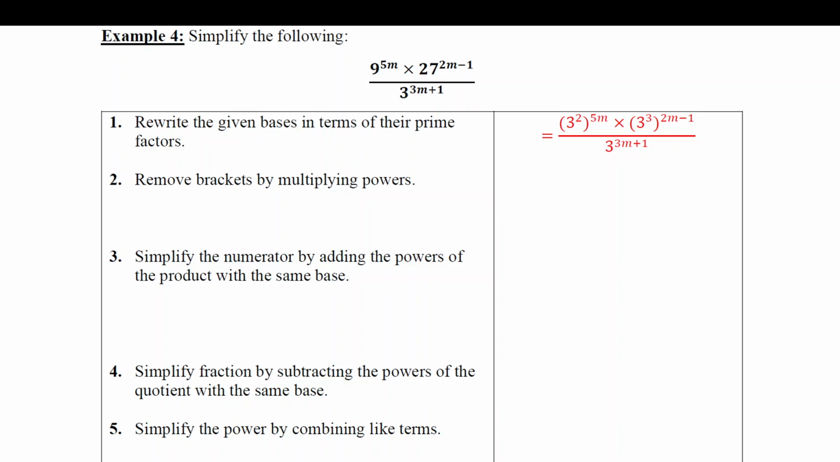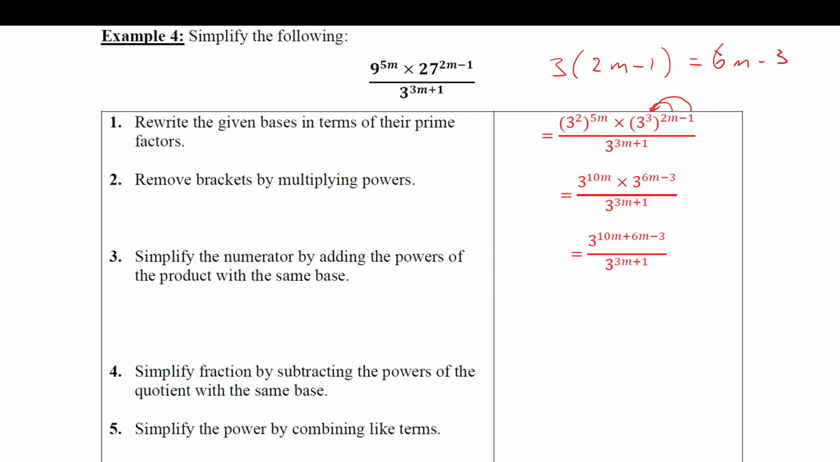So if we expand out those brackets, you'll get 10m. And don't forget, it gets a bit intense here. So that times that. So this is like 3 to the 2m minus 1, which is 6m minus 3. And at the bottom is the same. So now we're going to simplify the numerator by adding the powers. 10m plus 6m minus 3 and keep the bottom the same. Simplify: 16m minus 3 and 3m plus 1.